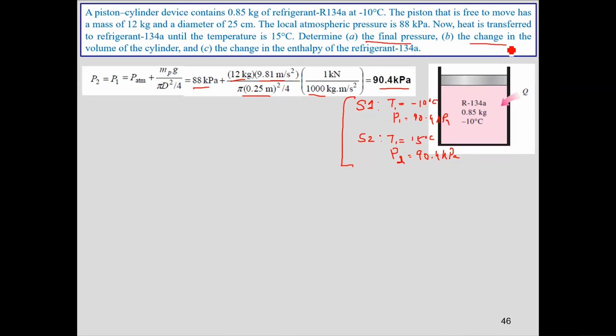The second part is the change in the volume of the cylinder, which is associated with the specific volume at state 1 and specific volume at state 2, and the change in the enthalpy of the refrigerant, which is again associated with enthalpy at state 1 and enthalpy at state 2. Now these are the properties that you normally extract from the tables. But in this case, you have to identify the table first, which is the relevant table from where you can extract the data. So you have to find out the table first.